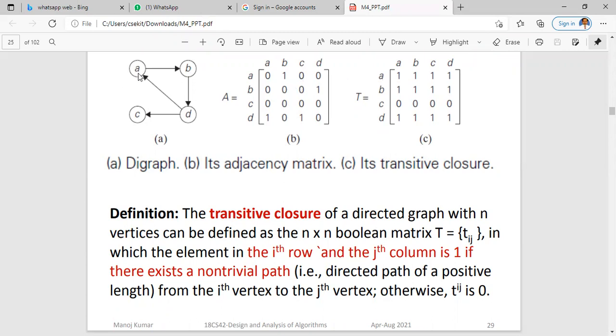If you are having a path from A to B, the transitive closure of A is 1. If there is a path from B to any vertex, A to any vertex, make it as 1. B to any vertex, make it as 1. From C, are you having a path to anything else? Are there any edges from C? Yes. Anybody? Is there any edge from C?